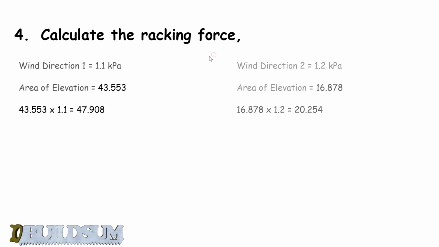Okay, and then we do the same for wind direction 2. Wind direction 2 had a pressure of 1.2 kilopascals. Times that by the area of our elevation, 16.878, it gives us a total racking force on wind direction 2 of 20.254. So now we know what the force is that's acting on our elevation. In the next video, we can start to look at getting enough bracing into our building to actually resist that force.